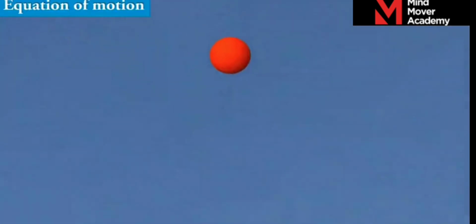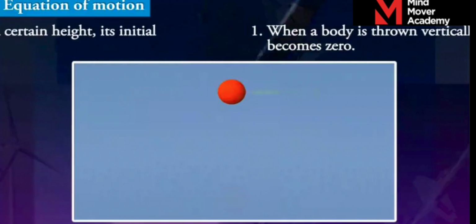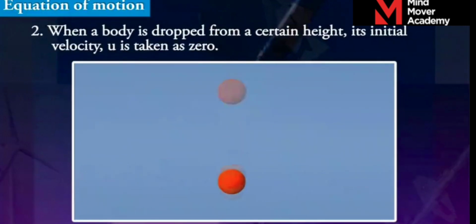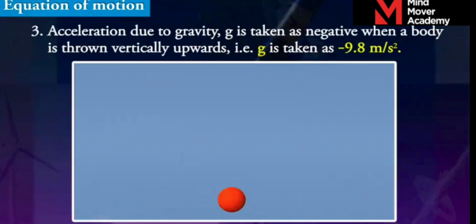The following points must be kept in mind while solving numerical problems on freely falling bodies. 1. When a body is thrown vertically upwards, its final velocity v becomes 0. 2. When a body is dropped from a certain height, its initial velocity u is taken as 0. 3. Acceleration due to gravity g is taken as negative when a body is thrown vertically upwards. That is, g is taken as minus 9.8 meter per second square.